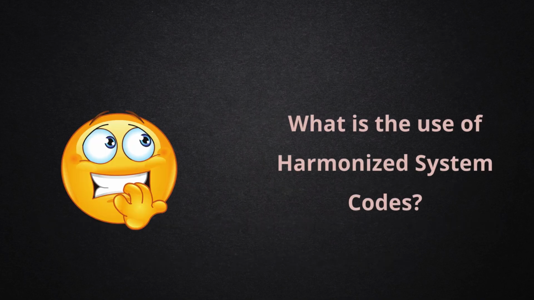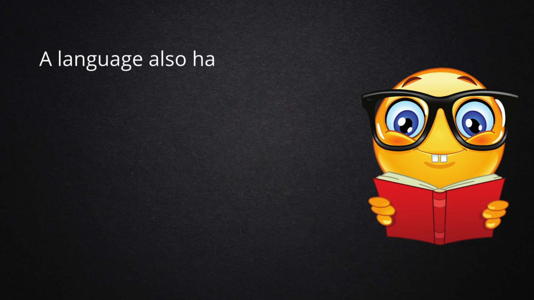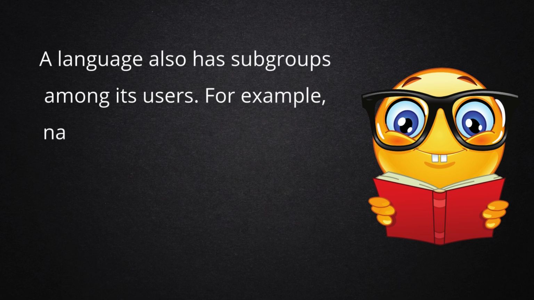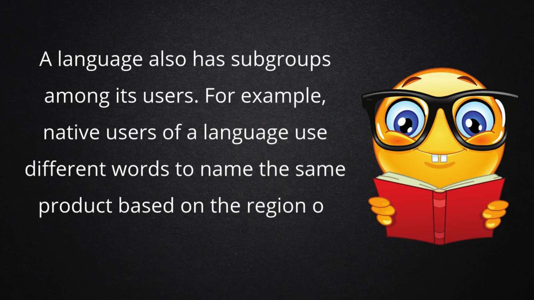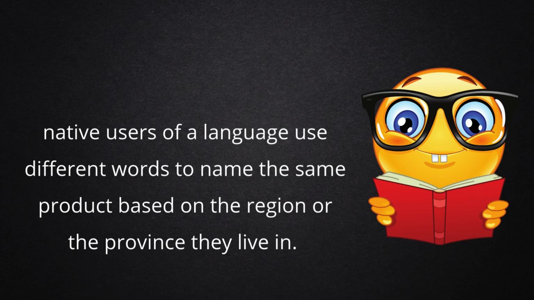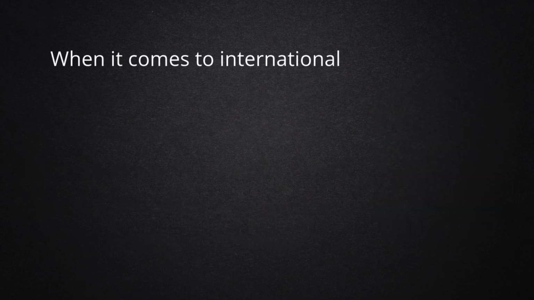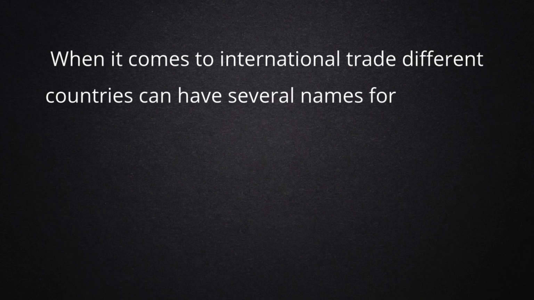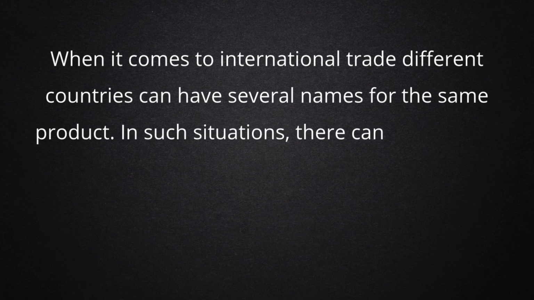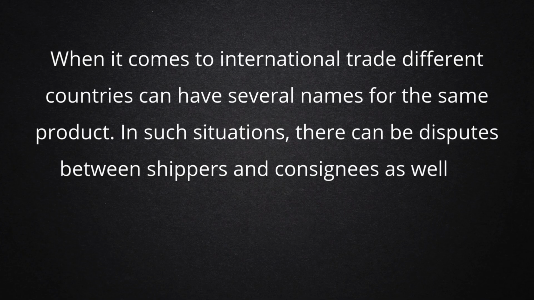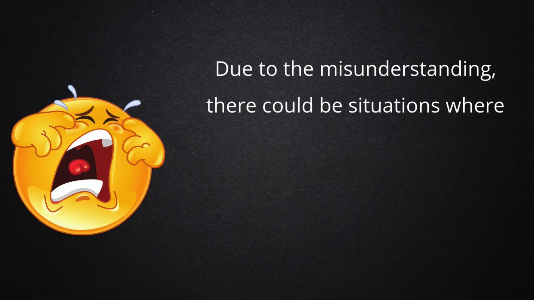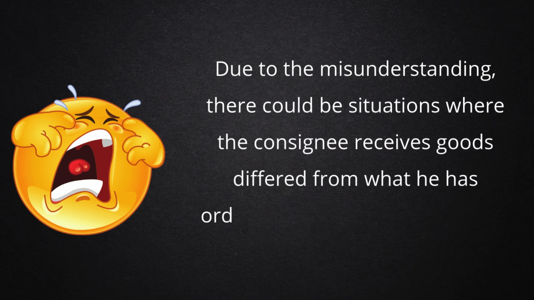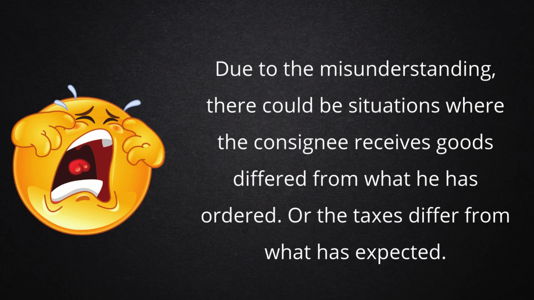So what is the use of Harmonized System Codes? A language also has subgroups among its users. For example, native users of a language use different words to name the same product based on the region or the province they live in. When it comes to international trade, different countries can have several names for the same product. In such situations, there can be disputes between shippers and consignees, as well as among different authorities like the border control body. Due to the misunderstanding, there could be situations where the consignee receives goods differed from what he has ordered, or the taxes differ from what was expected.